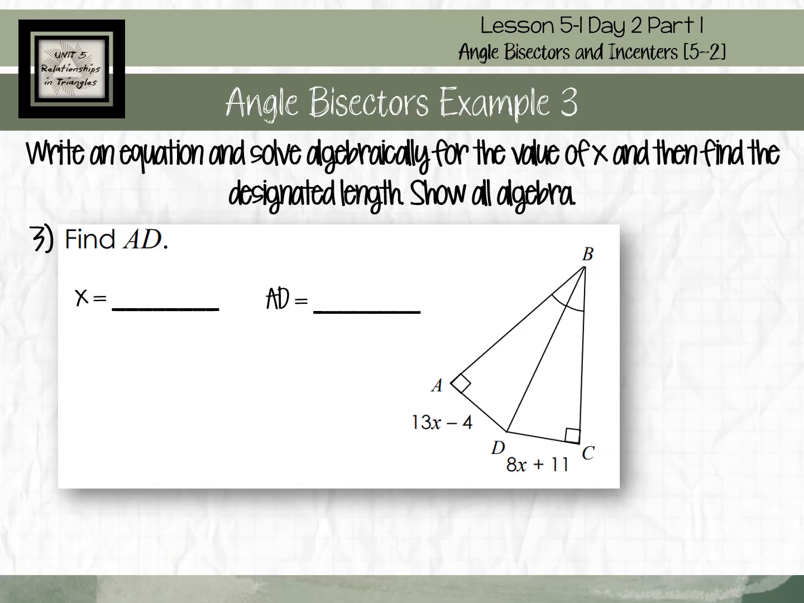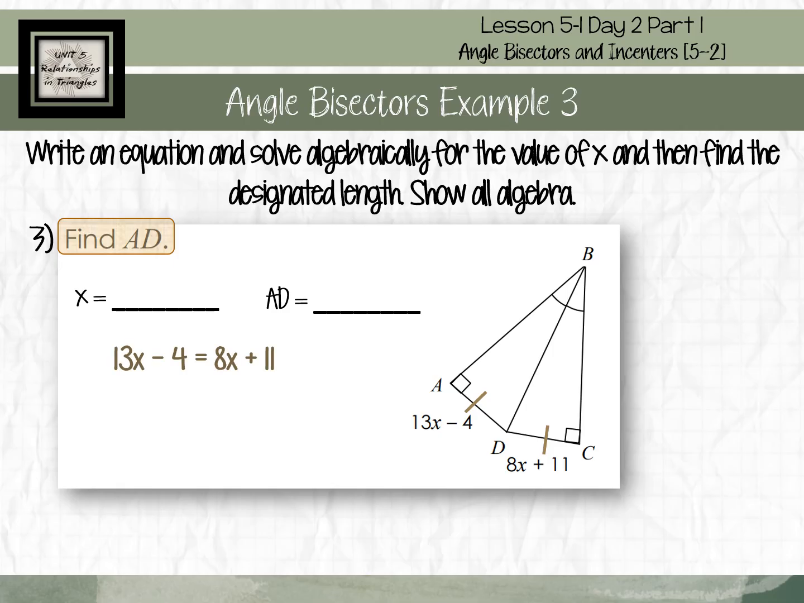Number 3, write an equation and solve algebraically for the value of x, then find the designated length. We're trying to find the length of segment AD. We have to find x first. Looks like we have an angle bisector, and we're going to know that those two are congruent to each other because the segments are perpendicular to the sides of the angle, and we have an angle bisector. So let's write our equation.